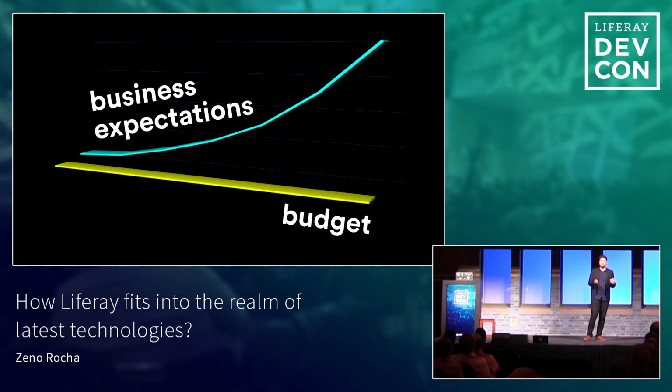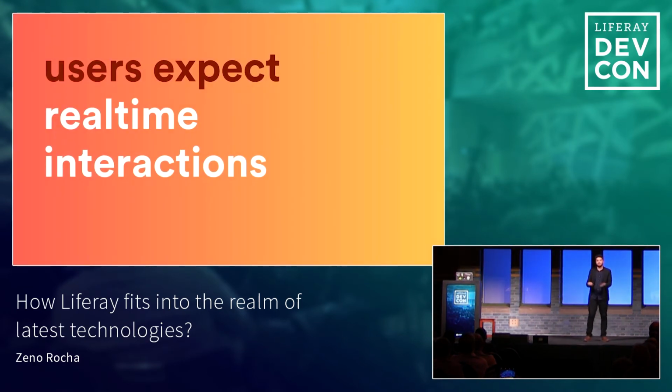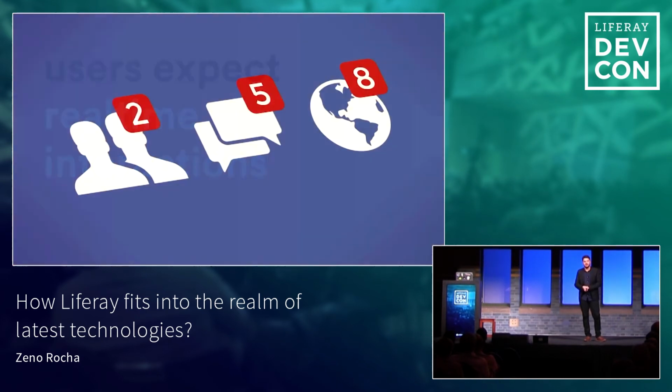And the business expectations just keep growing. The budget is the same. The budget is usually flat, but the business expectations are getting bigger and bigger. And it's because the user expectations are bigger. Users expect real-time interactions. They don't expect things to be slow.